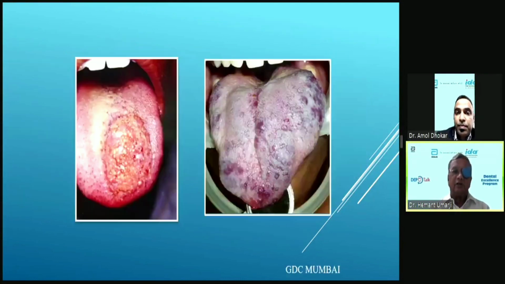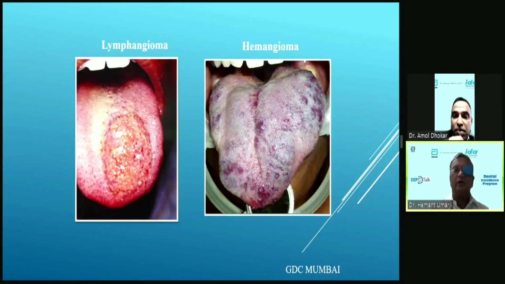If I ask you, these are the two tongue lesions which are present from birth, called hamartoma. One of them is a hemangioma and another one is a lymphangioma. So which according to you is a hemangioma? If you look at this right side, you find that it is purplish bluish in color. This one is having capillaries inside. So this is a hemangioma, and that which looks translucent must be the lymphangioma.